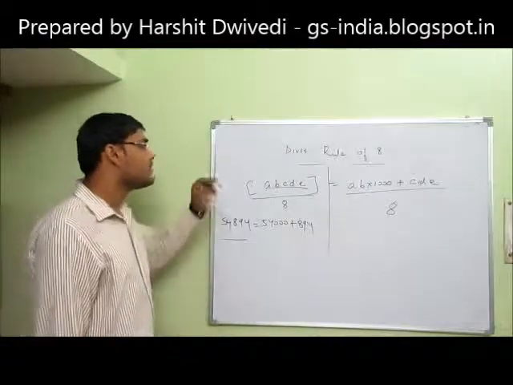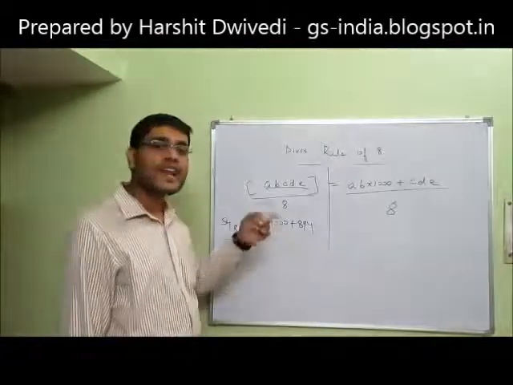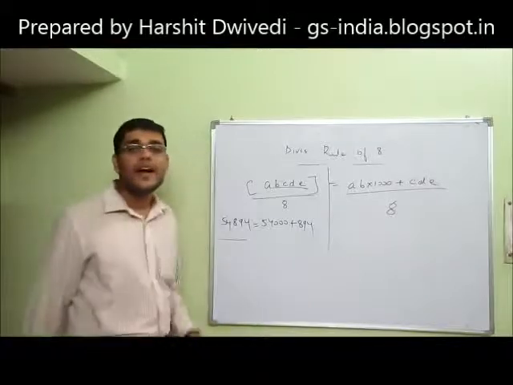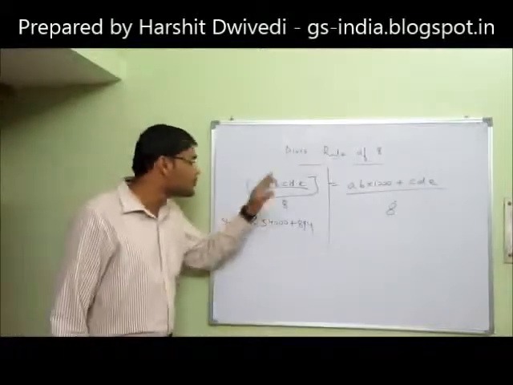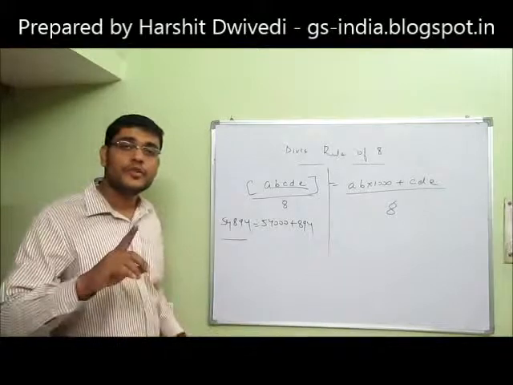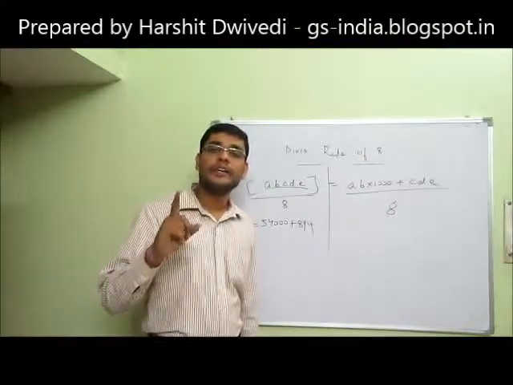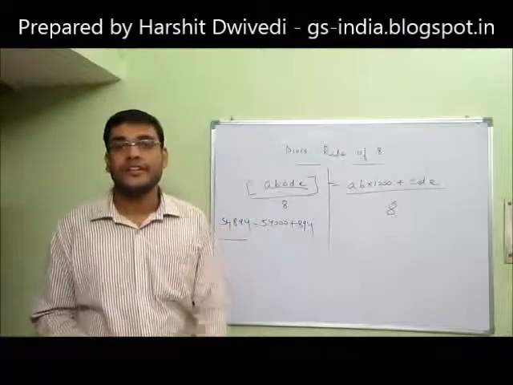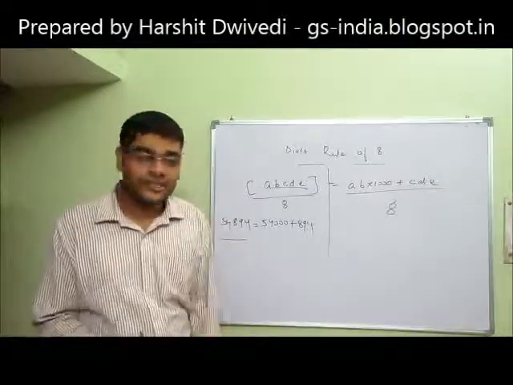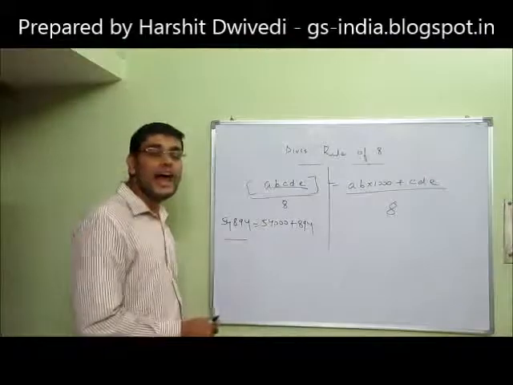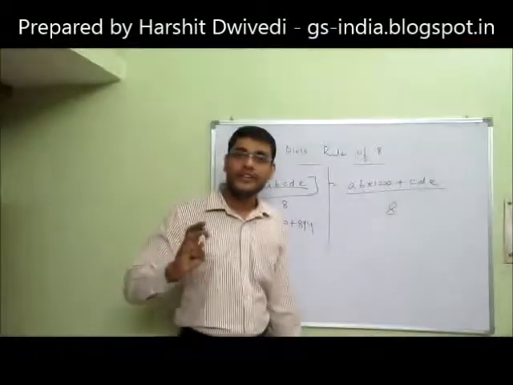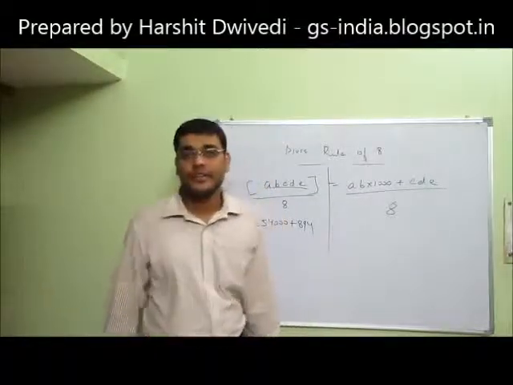The point is, in order to understand this divisibility rule of 8, what I did was consider the last 3 digits of the original number separately. In the divisibility rule of 2, I considered only the last digit, the unit digit. In the divisibility rule of 4, I considered the last 2 digits, the unit digit and the tens digit. In this divisibility rule of 8, I consider the last 3 digits: unit, tens and hundreds digits.